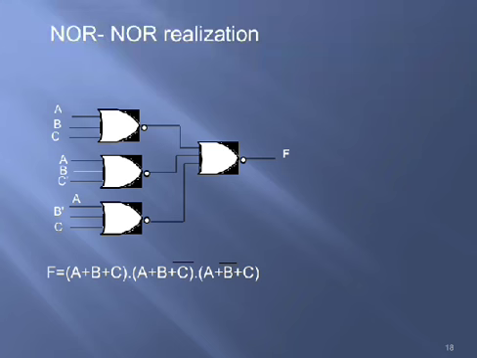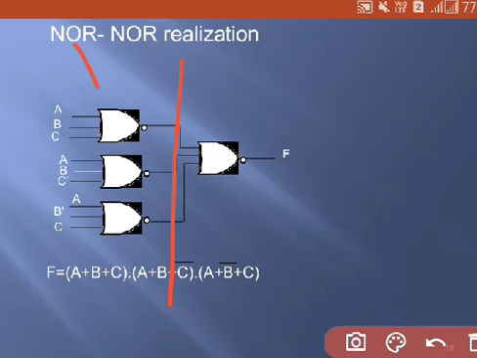So this is how NOR realization will look. All the three terms, A plus B plus C, A plus B plus C bar and A plus B bar plus C, are given as inputs to the three NOR gates in the first stage, and the outputs of these three NOR gates will be given as input to the fourth NOR gate. That's why this realization is called NOR realization, which is equivalent to OR AND realization.